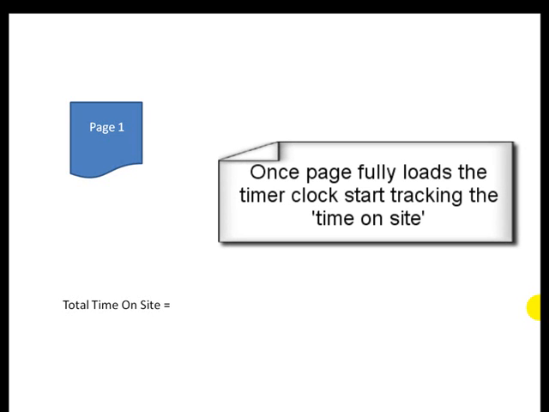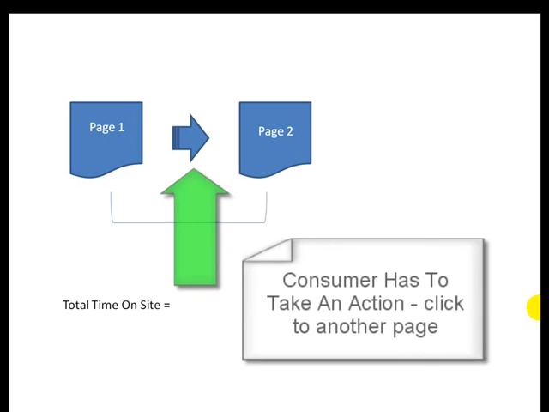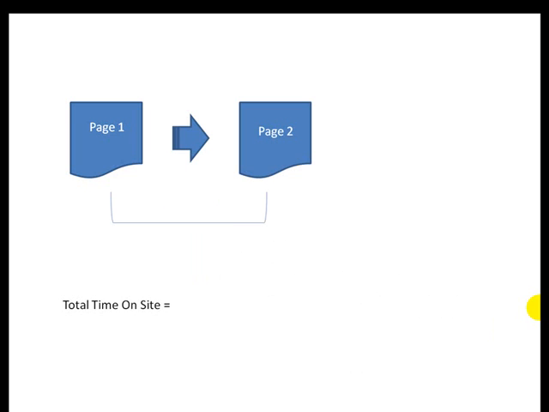Well, someone comes to your web page, and as soon as the web page fully loads, that clock starts running. There's a little timer. It's actually through some JavaScript, I believe, that starts this timer. However, nobody really knows how long that timer needs to run until the consumer who's on your web page takes an action. They have to do something. They have to actually click on another page. At that point, Google can now measure the amount of time that that individual was on that site.